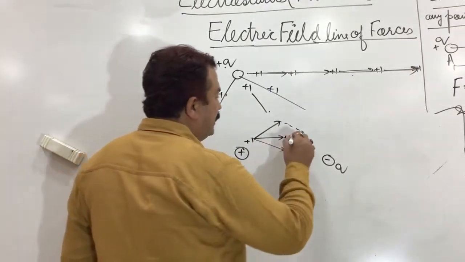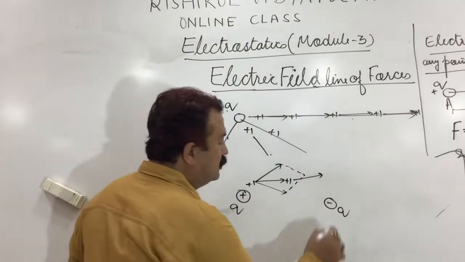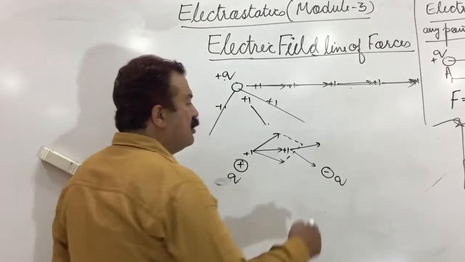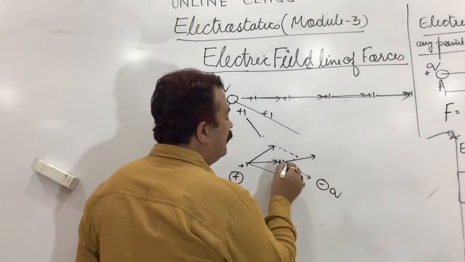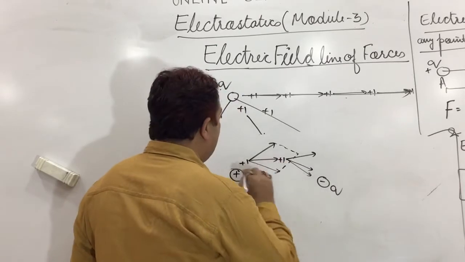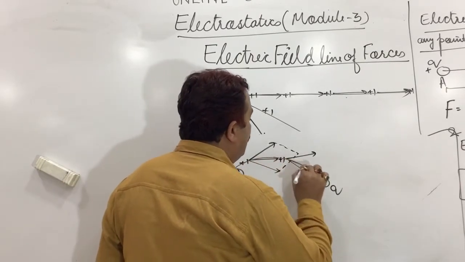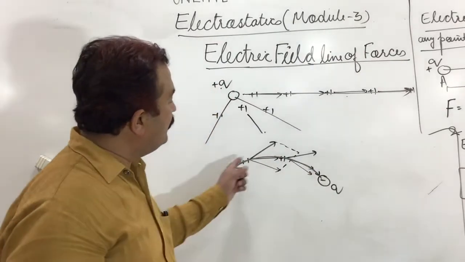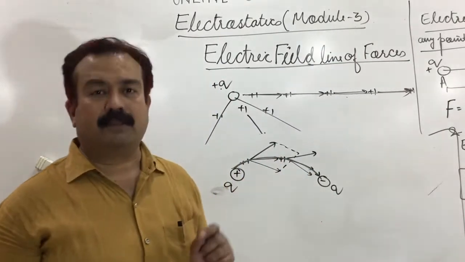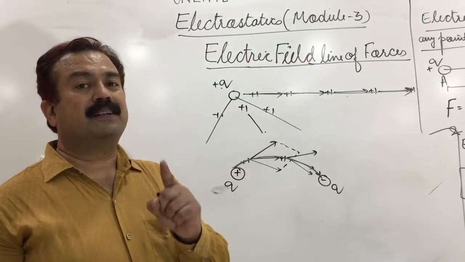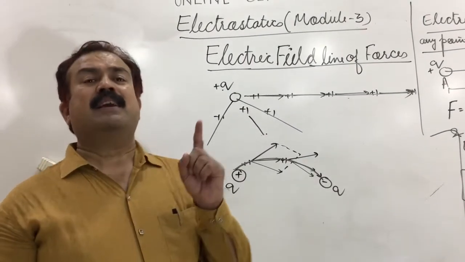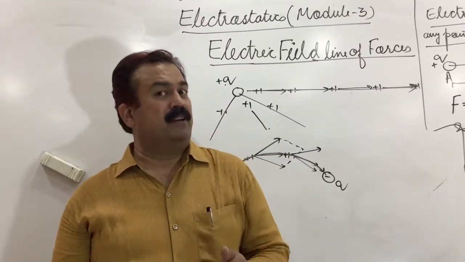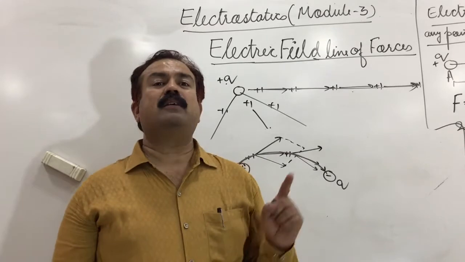Again the positive charge experiences a repulsion force, and due to the negative charge it experiences an attraction force. It will not move here, it will not move here, it will move in between. And then if you make this path with a line with an arrow, what kind of line comes? It becomes a curve. So again I am telling you the definition of electric line of force. Electric lines of force are imaginary lines. They may be straight or may be curved.